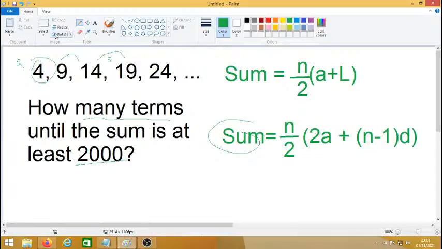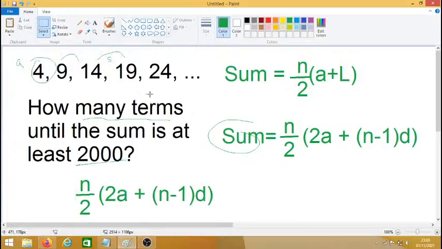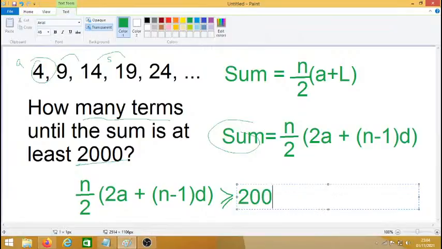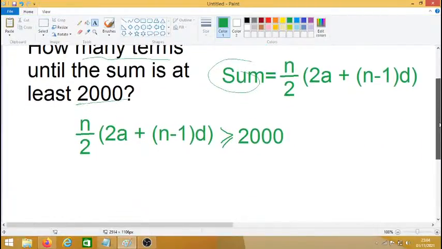So we can write it like this, that it's not going to be the first formula because we don't know the last number. So we're going to have to pick out this one. So that's the formula for the sum. And we want that to be at least, so that means it has to be bigger than or equal to 2000. And then it's just solving it from there.